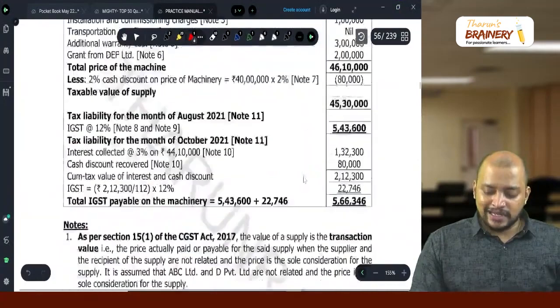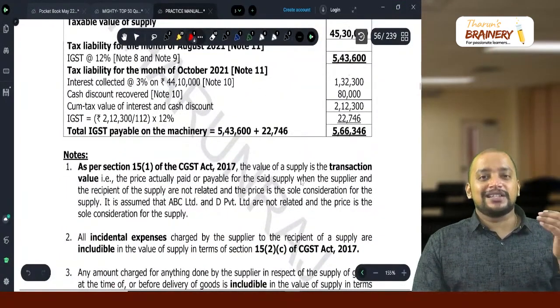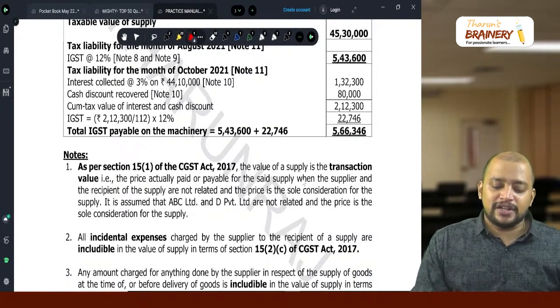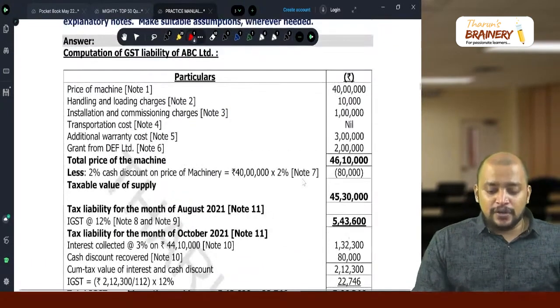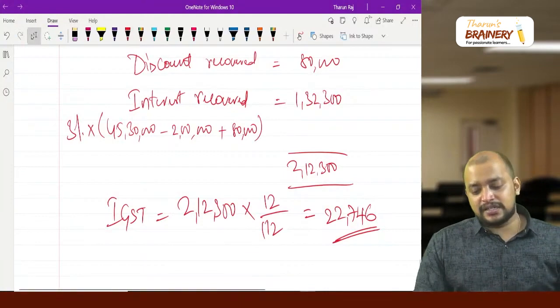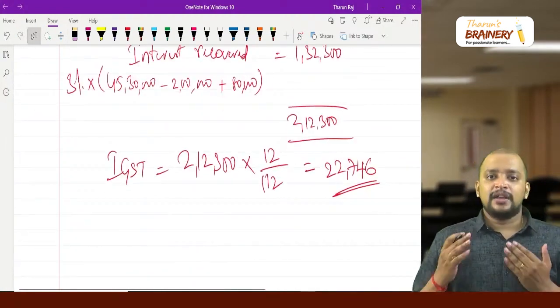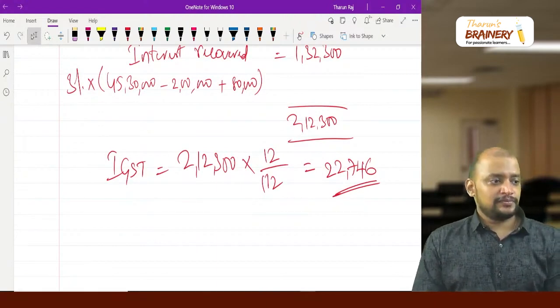So you can see that 22,746 is taken. You understood? The IGST is 22,746. So this is how we need to arrive at the answer here: first with respect to the invoice, then with respect to the debit note. Any doubt in this question?